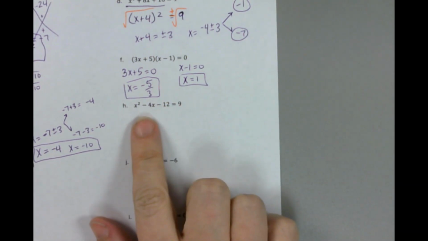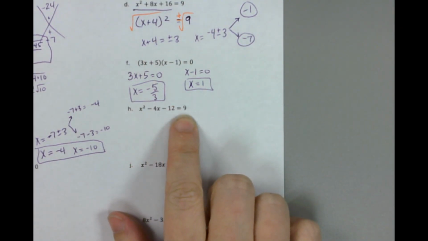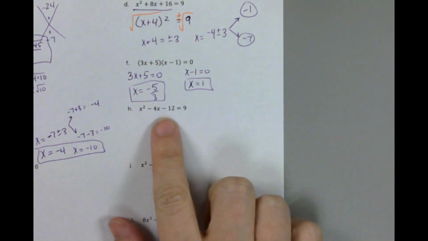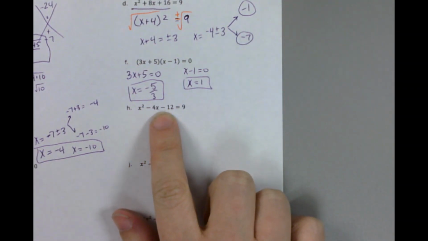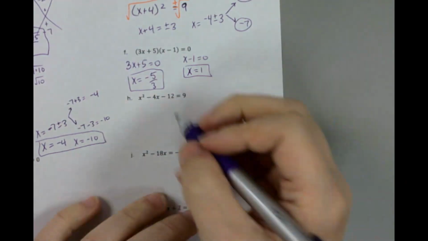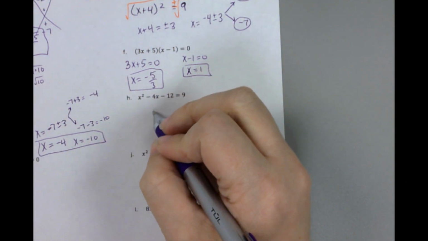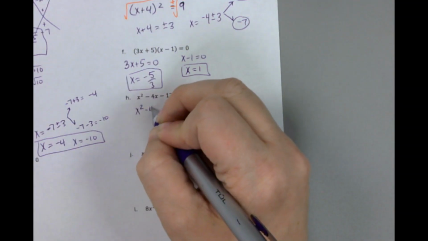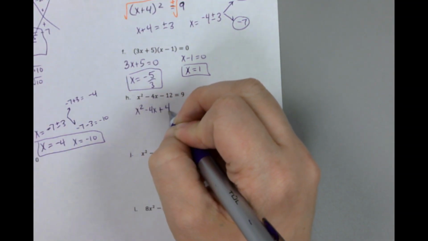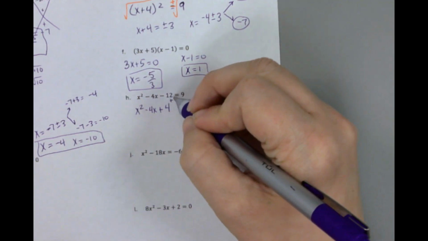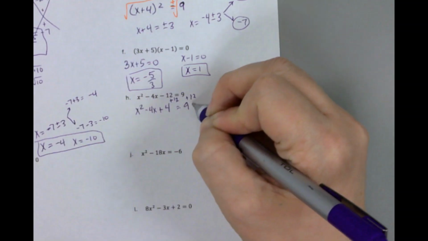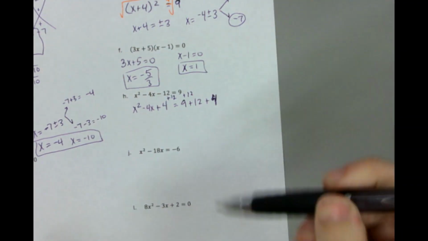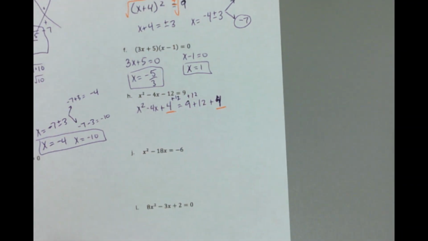Alright, next one, this does equal 9. So we can think about completing the square here. It looks like this isn't a perfect square yet. Not a big deal. Negative 4 divided by 2 is negative 2. We square it, we get 4. So we want x squared minus 4x plus 4. That means that we do need to add the 12 over here. So equals 9 plus 12, also plus 4, because we needed to add the 4 to complete our square.